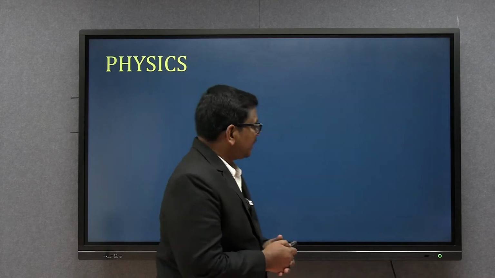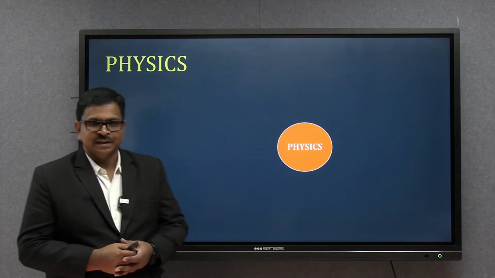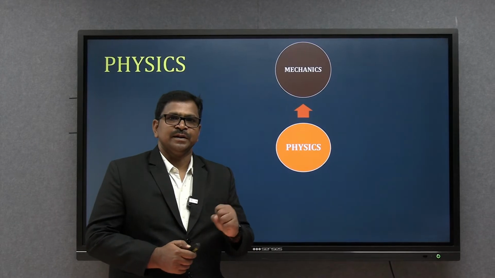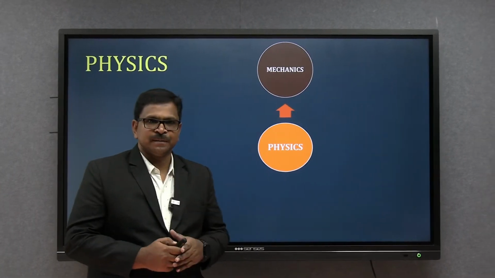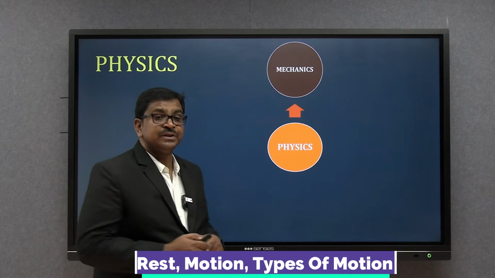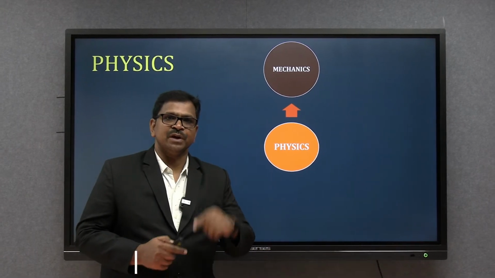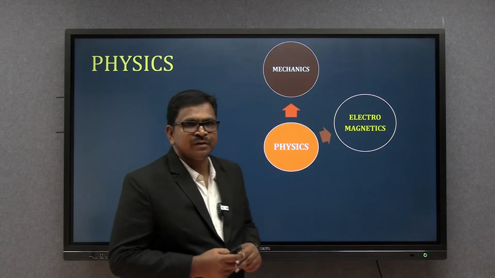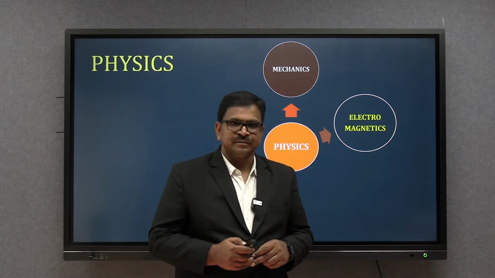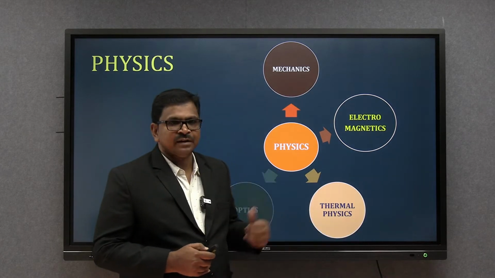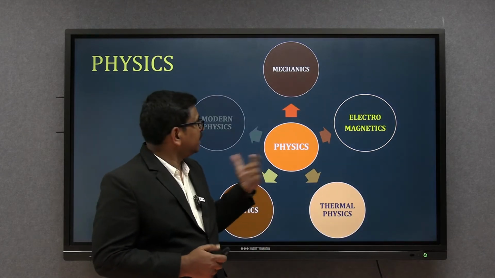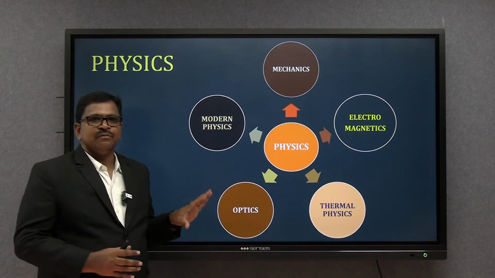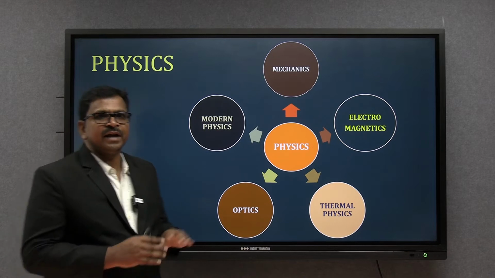First of all, coming to the subject-wise, physics. Physics is broadly categorized into five different modules. The first one is mechanics, which deals with the study of motion of an object, and electromagnetics, which deals with the study of electrical and magnetic effects, and then thermal physics, and then optics, and finally modern physics. So these five divisions will explain clearly about entire physics.